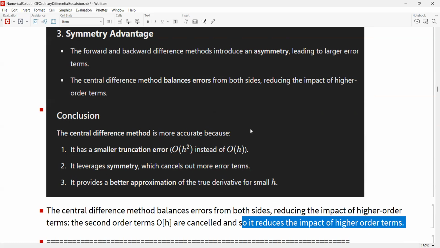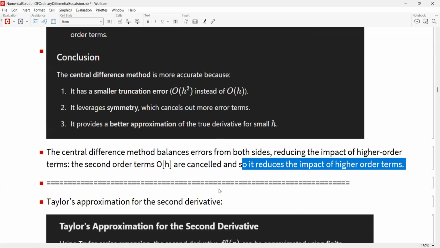Okay, so the conclusion here: the central difference method is more accurate because it has a smaller truncation error, O(h squared) instead of O(h). It leverages symmetry, which cancels out more error terms, and it provides a better approximation of the true derivative for small h.